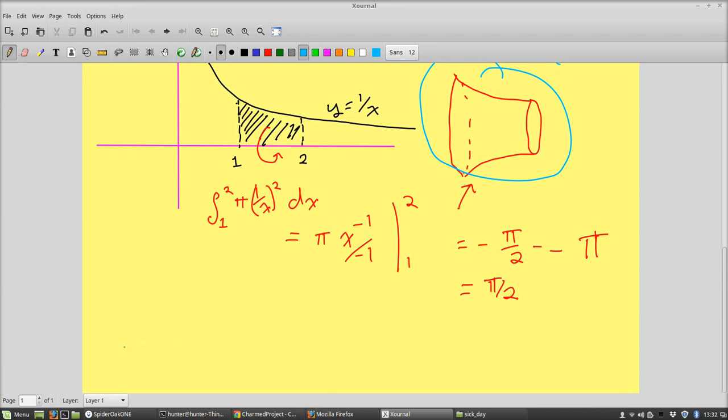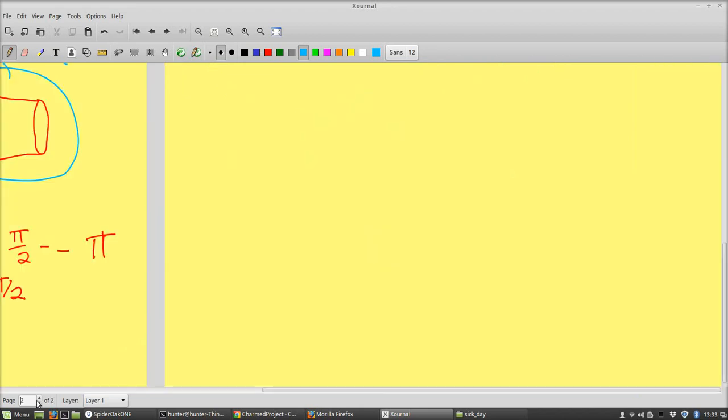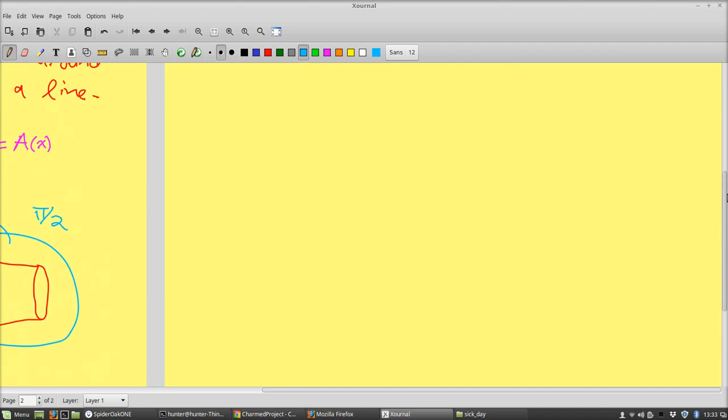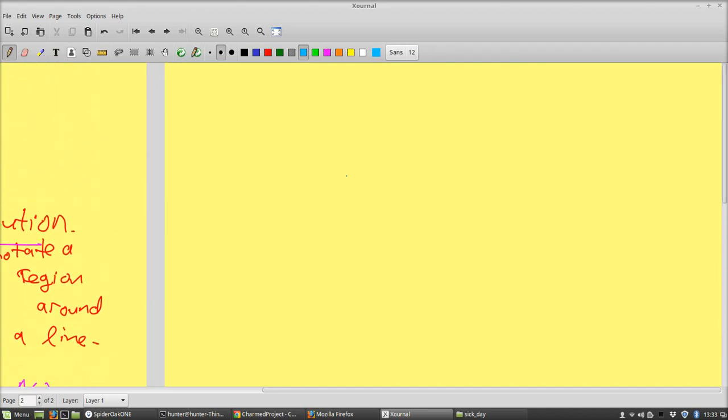Okay, so let's go on to another page. So a couple things here. One is, what if there's a little bit of separation between the plane region that you're rotating and the line that you're rotating it around?